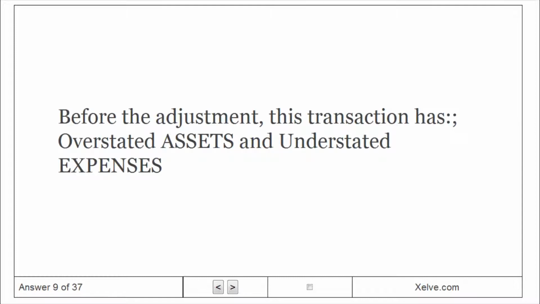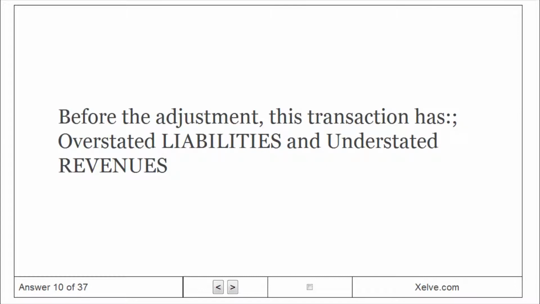Prepaid expense: before the adjustment, this transaction has overstated assets and understated expenses. Unearned revenues: before the adjustment, this transaction has overstated liabilities and understated revenues.